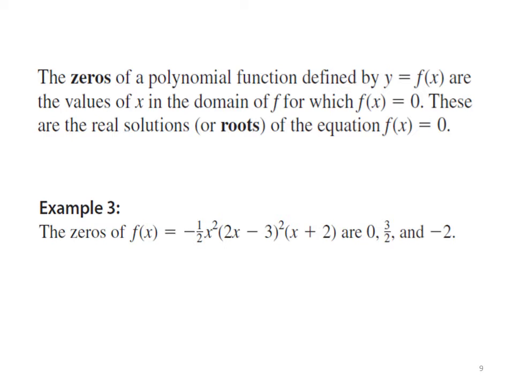Here is an example. This polynomial function is written as a product of terms, so it's easy to find the zeros. f(x) = -1/2 x² (2x - 3)² (x + 2). The zeros in this case are 0, 3/2, and -2. These are the values that make f(x) equal to 0.